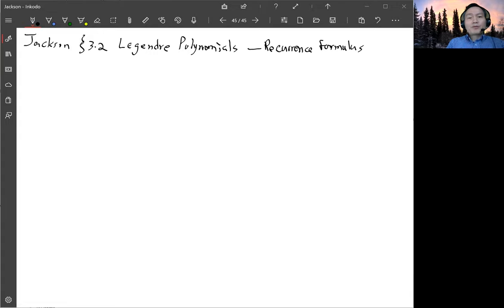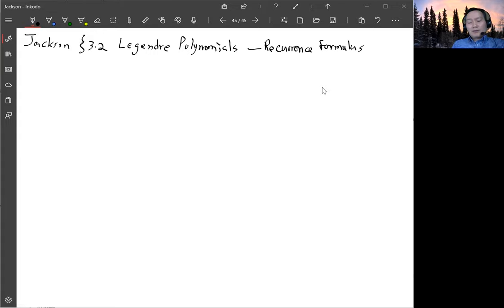In Jackson, section 3.2, Jackson has a discussion on the Legendre polynomials, about the recurrence formulas. He said he would use the Rodrigues formula to derive those formulas, although he actually didn't show you how you derive those formulas. And this is not the only way to derive the recurrence formula. There's another way, maybe easier, like using the generating function. And even another way, you can use a series solution to derive this formula also. But you can actually derive the recurrence formula using the Rodrigues formula.